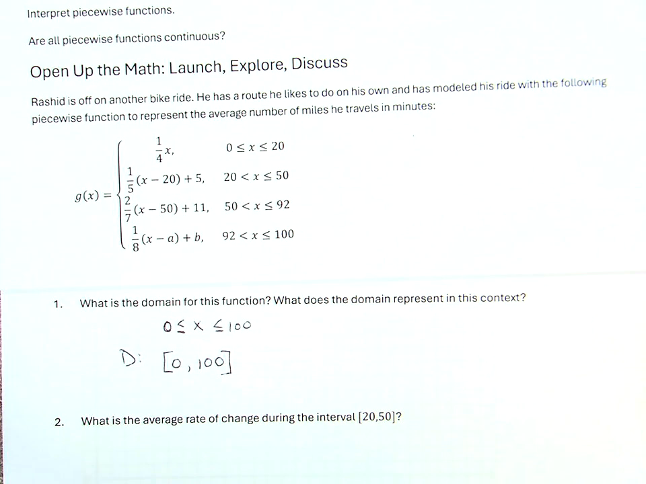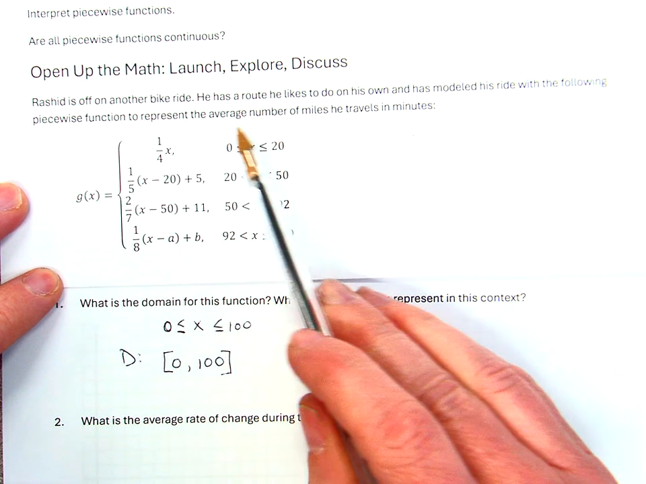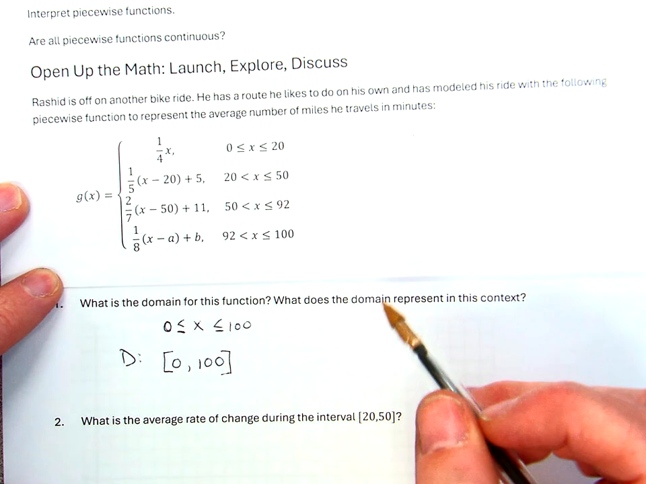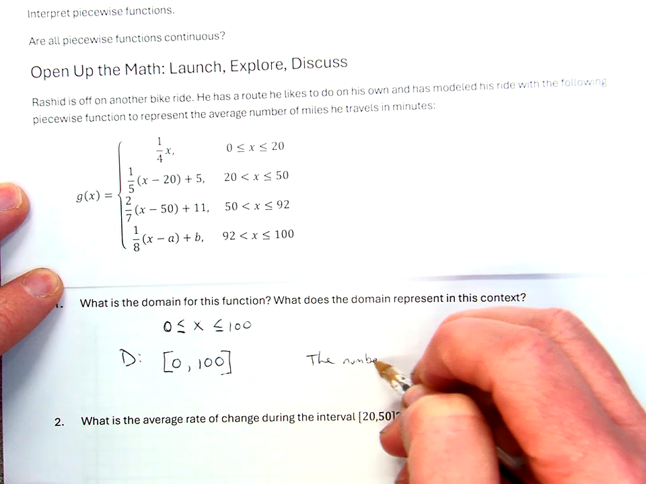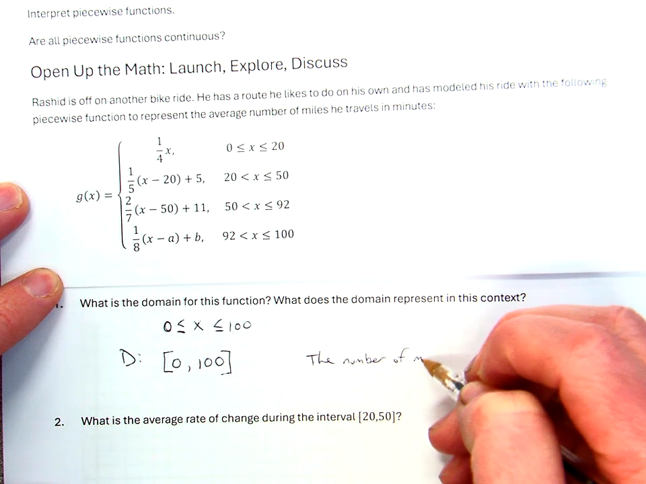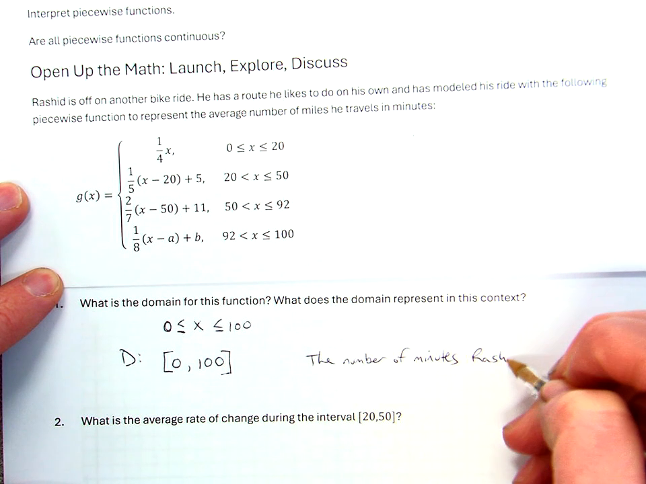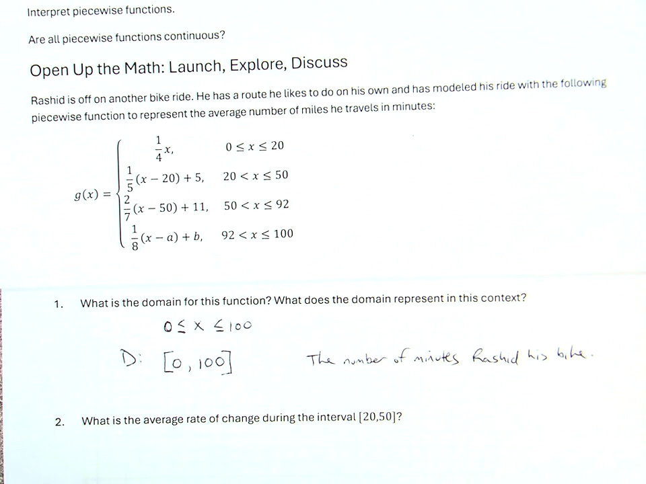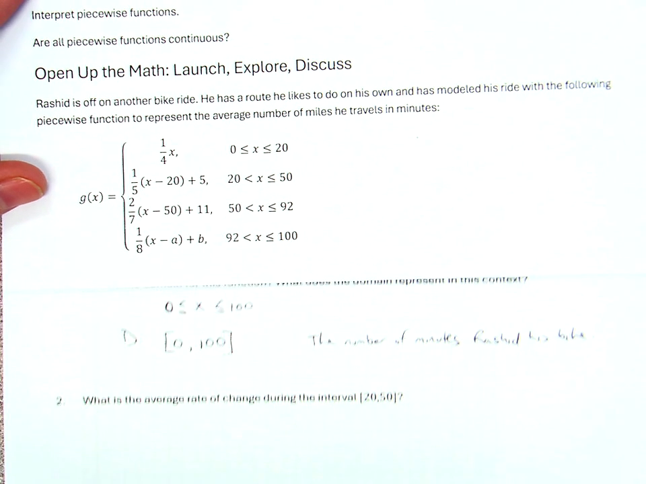What does this domain represent in context? Well, domain is x's, and we said that he's going to travel an average number of miles after so many minutes. So the domain here would be the number of minutes Rashid rides his bike. Right? All right, let's move to the next one.